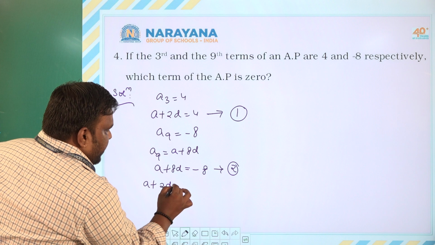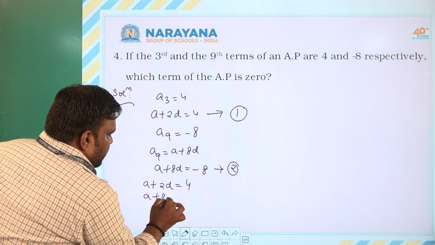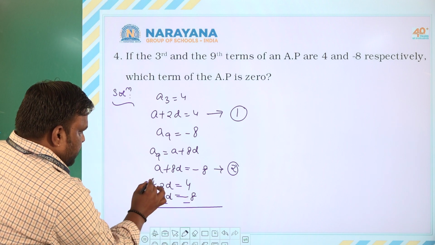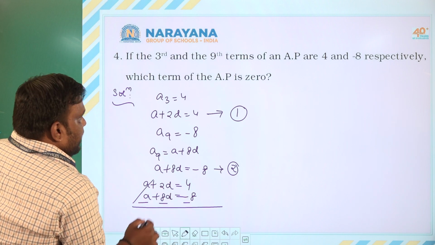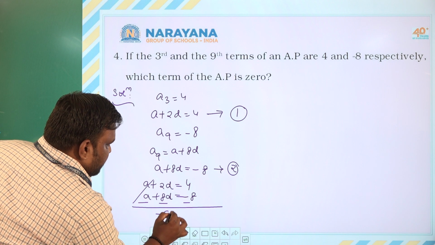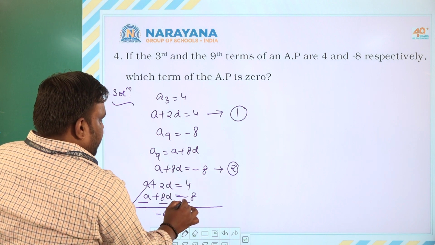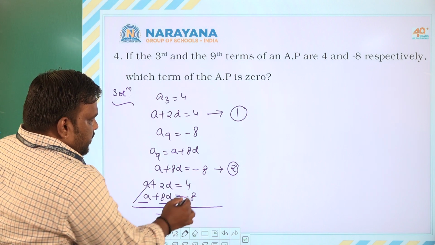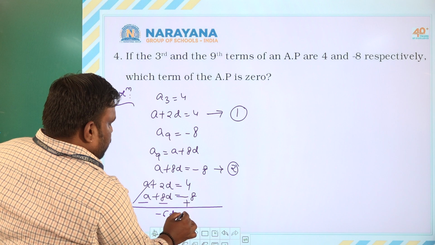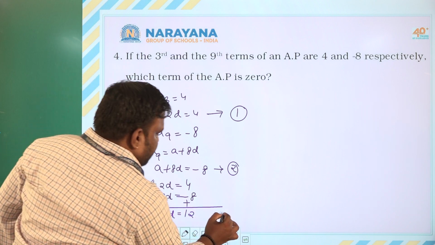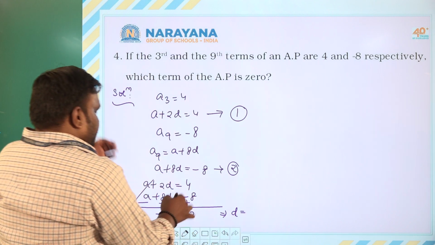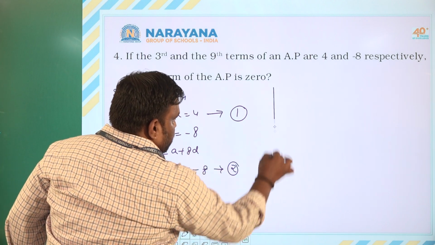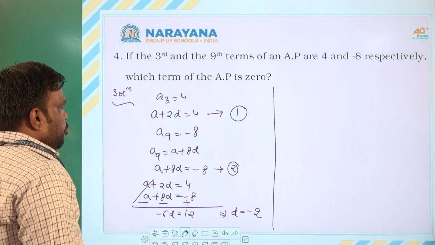So A plus 2D is equal to 4. A plus 8D is equal to minus 8. Subtract these equations here. These two get cancelled. Here it will be 2D minus 8D will be minus 6D is equal to minus 8. This becomes plus 8 here. Right? 8 plus 4, so plus 8 and plus 4 will be 12. So from this, D is equal to 12 by minus 6, that is nothing but minus 2. So D value is minus 2.